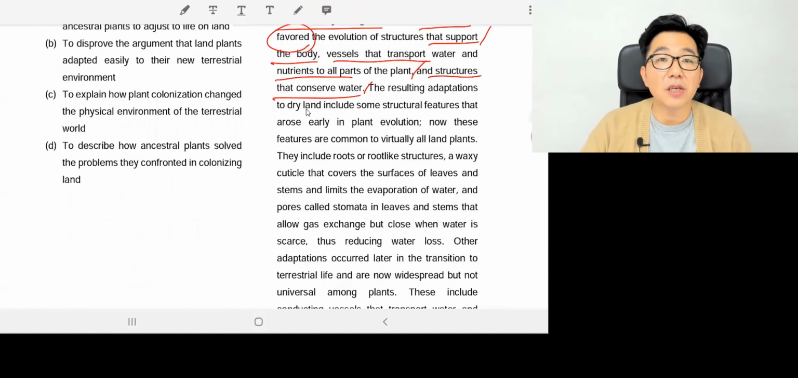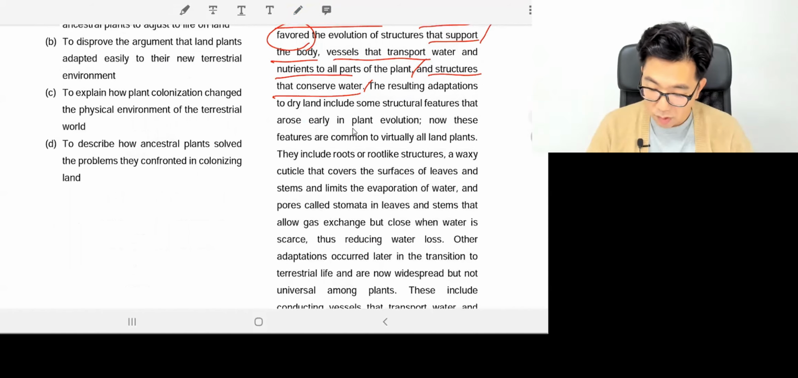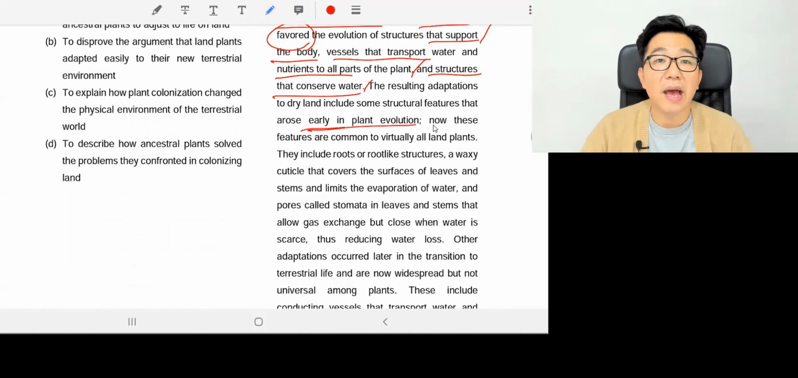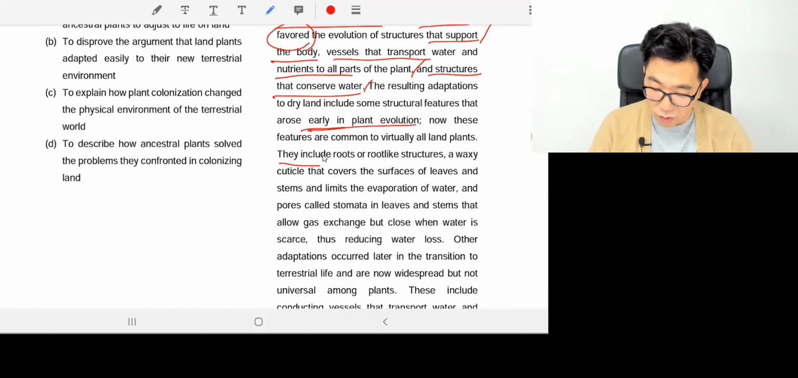The resulting adaptation to dry land includes some structural features that arose early in plant evolution. Now, these features are common to virtually all land plants. For example, they include roots, which support the body. They have roots.